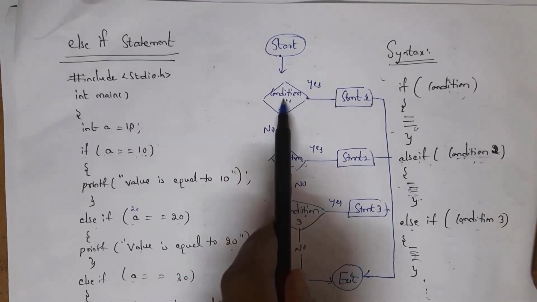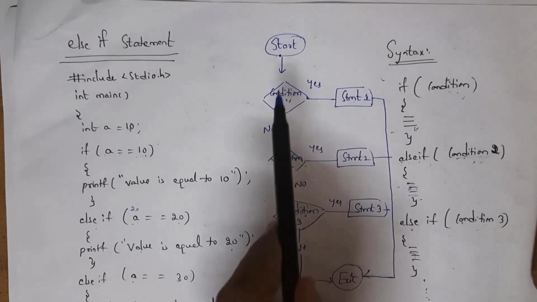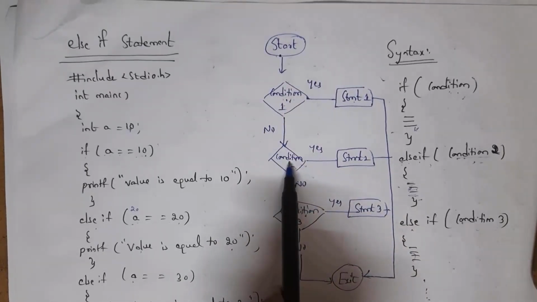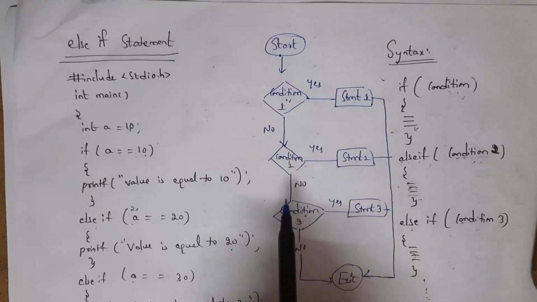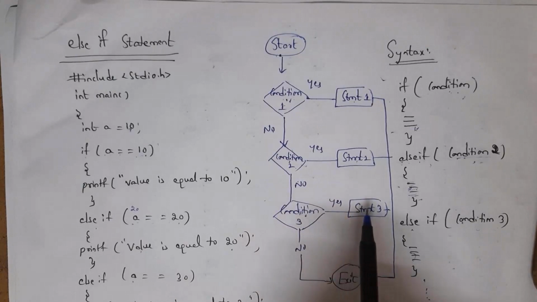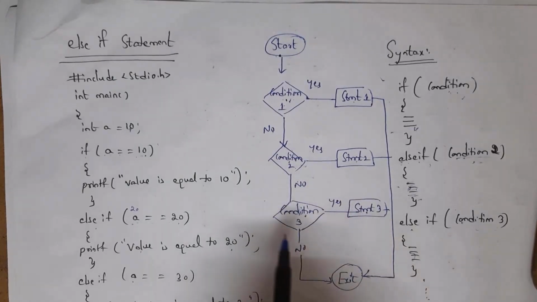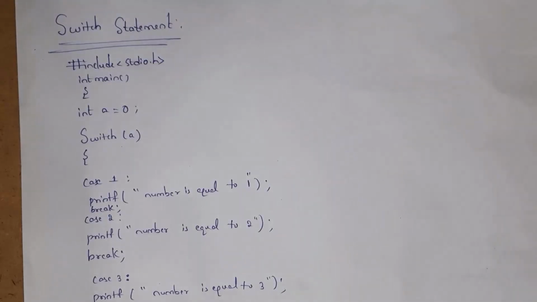If this condition is true, then the statement will be executed. If this condition is false, then it will go to condition 2. If condition 2 is true, then this statement will be executed. If the condition is false, then it will go to condition 3. If condition 3 is true, then it will print statement 3. If this condition is false, then it will exit. This is the flowchart for else if statement. Next I will explain the switch statement.